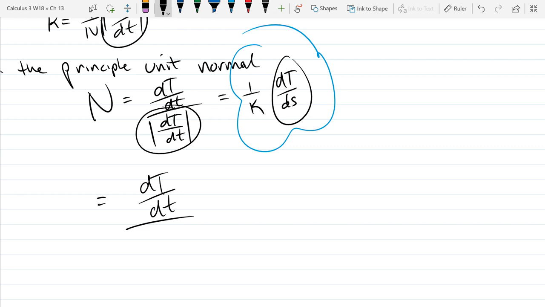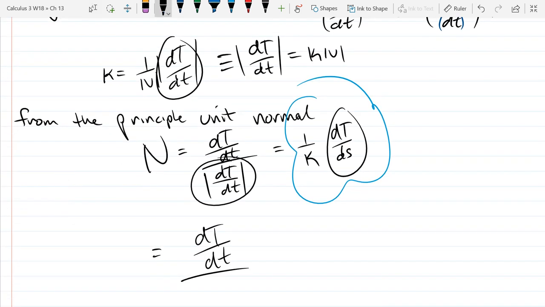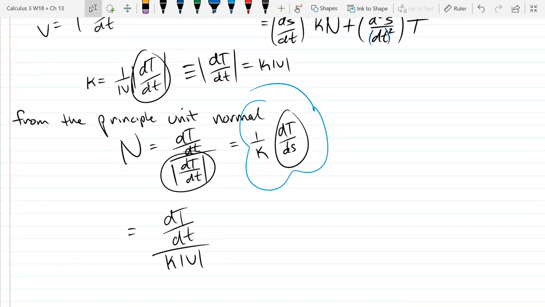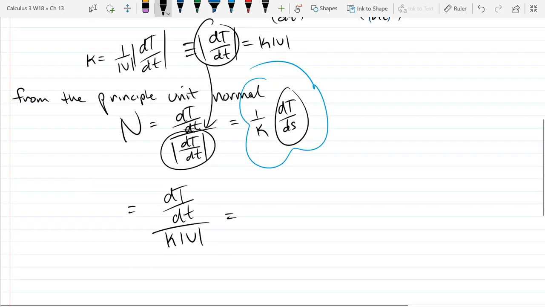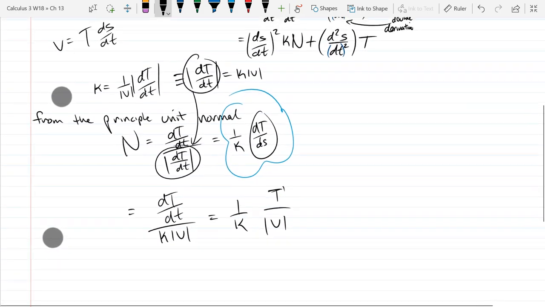Maybe I'm going to take out what I circled and substitute in. So I'm solving for dt dt magnitude equals k magnitude v. So I'm going to make that substitution for what I have circled down here. Alright, so what I circled, I just substituted out for k times magnitude v. I probably should circle the one I'm substituting in down there. So that gives us our 1 over k. And now we're left with basically t prime over magnitude v. And that should be dt ds, hopefully.